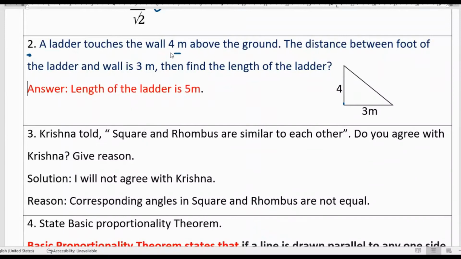Second question. A ladder touches the wall 4 meters above the ground. The distance between the foot of the ladder and the wall is 3 meters. Then find the length of the ladder. So we have to find the length of the ladder. This is the wall which is 4 meters in length, and the distance between the foot of the wall and the ladder is 3 meters. To find the length of the ladder, we have to use the Pythagoras theorem. Hypotenuse square is the sum of squares of the other two sides. Obviously, the ladder will be 5 meters.